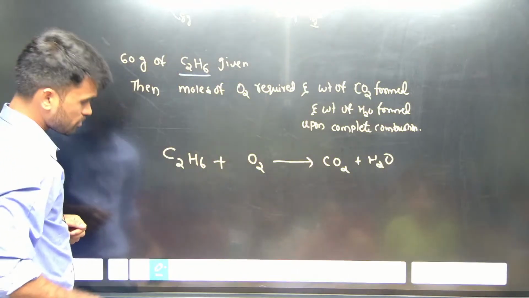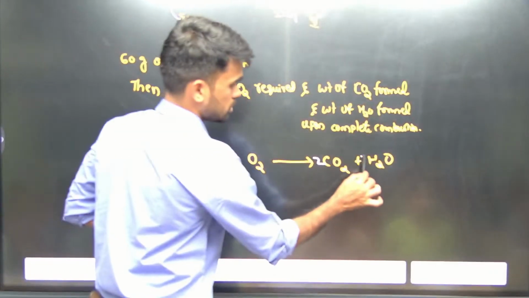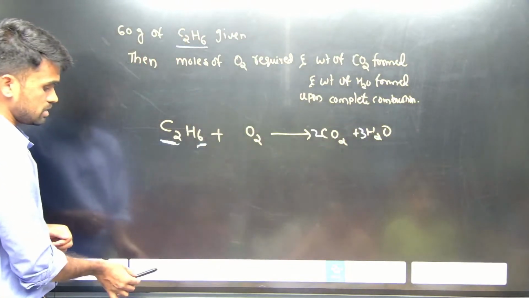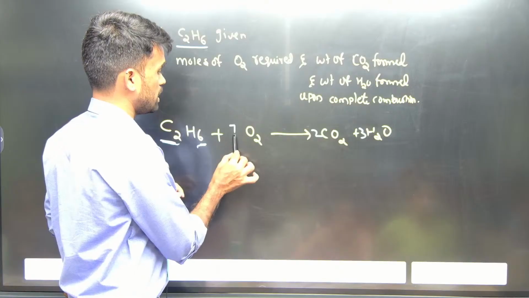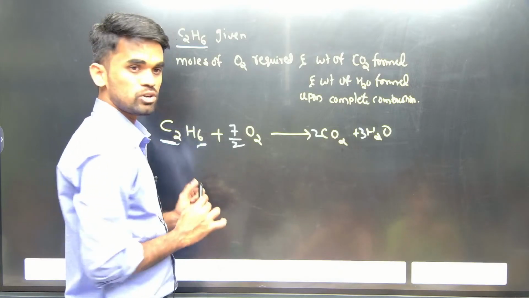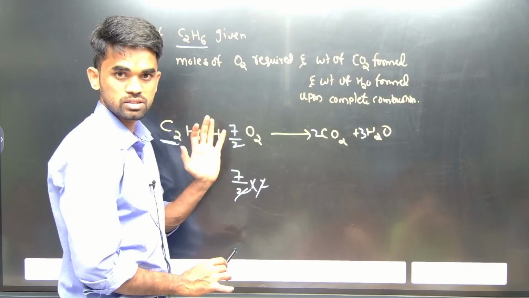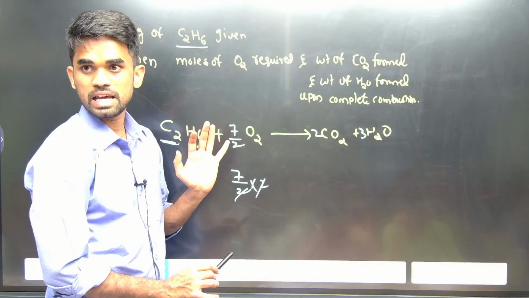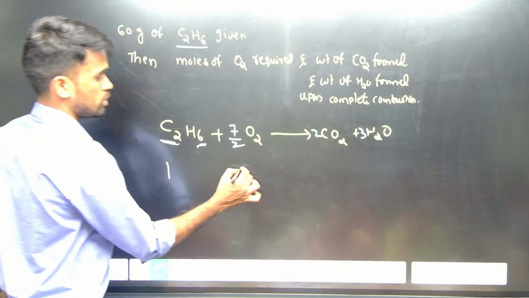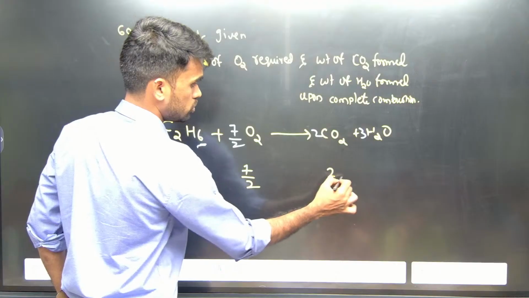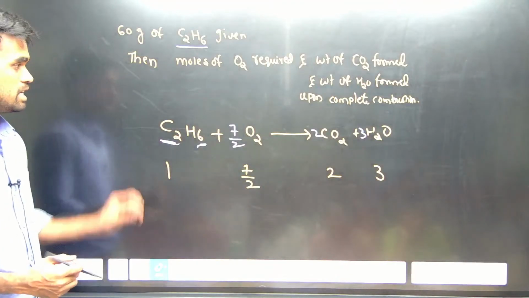So first balance this. 2 carbons, 2 carbons. 6 hydrogens, 6 hydrogens. Oxygens, how many are there? 4 plus 3, 7. So here if I take 7 by 2, 7 by 2 into 2, the 2s cancel, we have 7 oxygens. Like this you need to balance it first. Is this clear everyone? Yes. So now what is the mole ratio you got? For 1 mole of ethane, you require 7 by 2 moles of O2, forms 2 moles and 3 moles. You got the mole ratio as per the balanced equation.